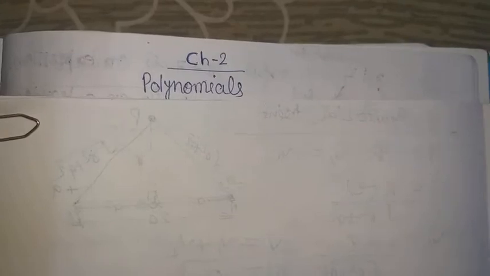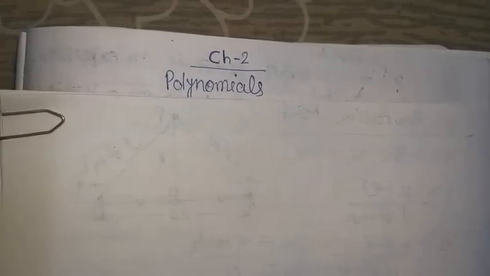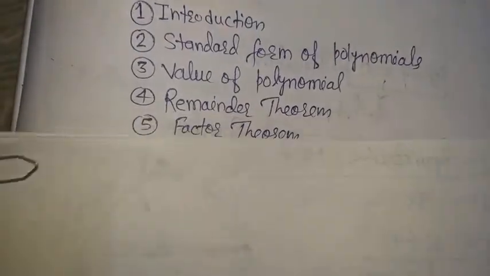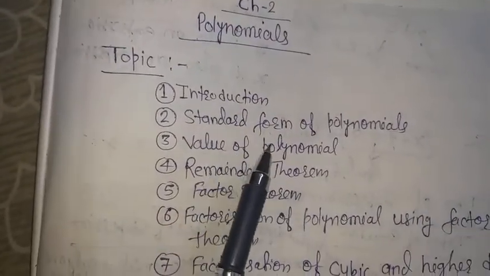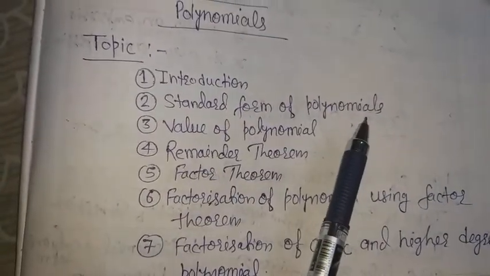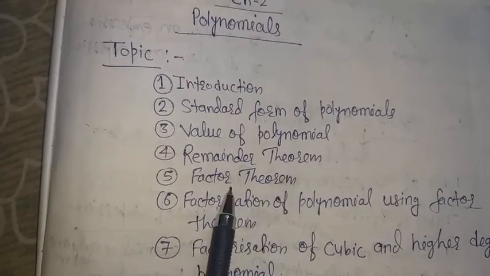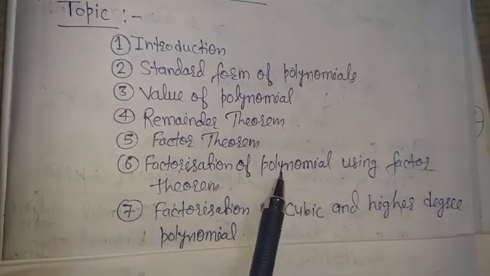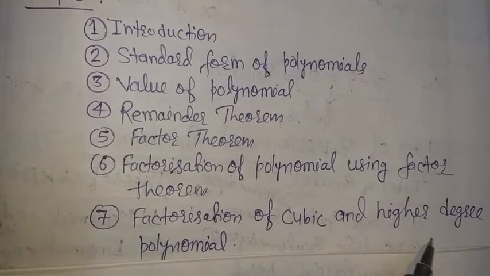Now, today we will start a new chapter, chapter 2, polynomial. So, first we will see how many topics are there to study. These are the topics. First, introduction, then standard form of polynomial, then value of polynomial, remainder theorem, factor theorem, factorization of polynomial using factor theorem, and factorization of cubic and higher degree polynomial.